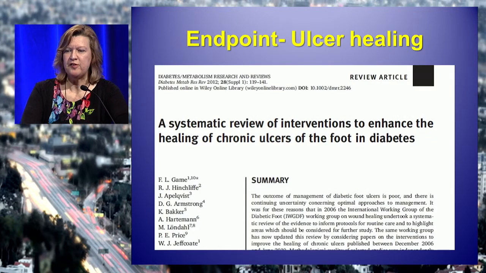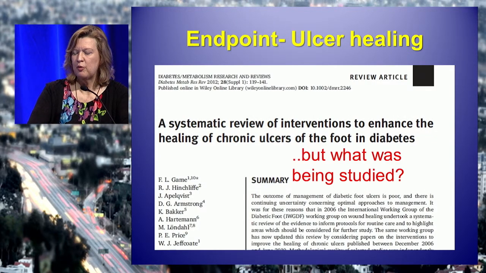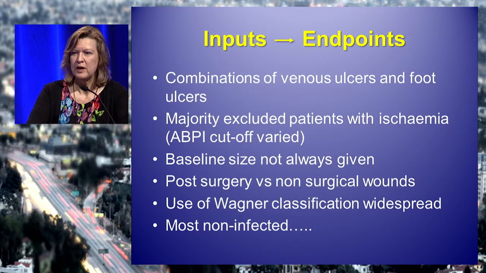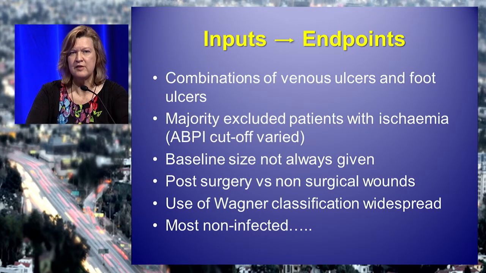So going back to the systematic review, one of the things that was important to us when looking at these studies was not necessarily the outcomes or the endpoints, but actually what was being studied in the first place. Because the patients that you put into your study are going to have a huge impact on what you measure at the end of it. And what was interesting, again, was the huge variety of different studies in this series, and that there were even combinations of venous leg ulcers and foot ulcers, entirely different pathologies.